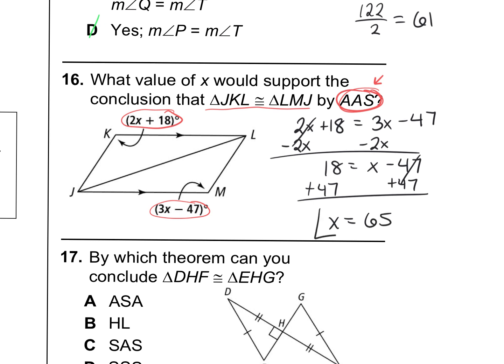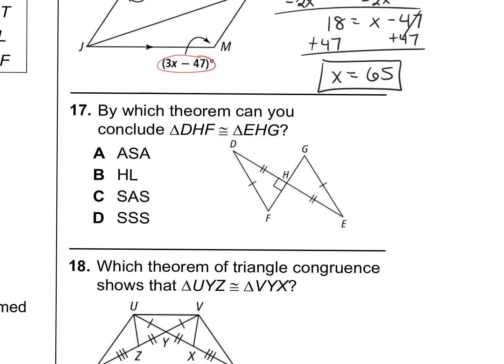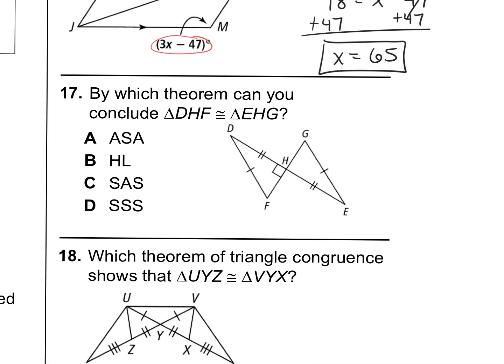Why not? That's all it asks for. Okay, so once you find what it asks for, you are done. Okay. Number 17 and 18 have to do with the same type of theorems here. So number 17, it's asking what theorem proves that these two triangles are congruent.